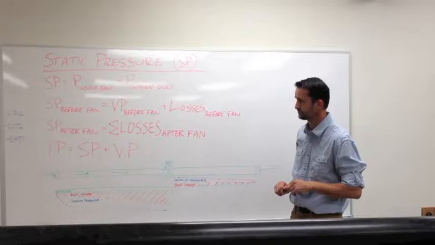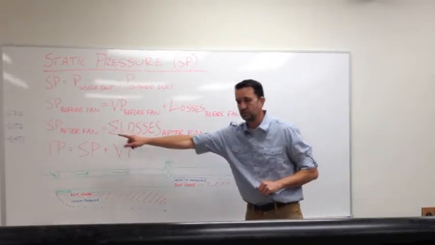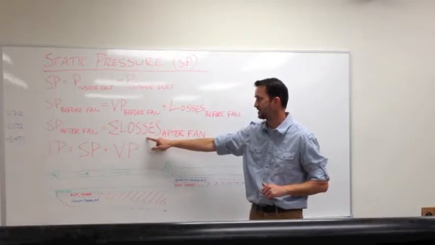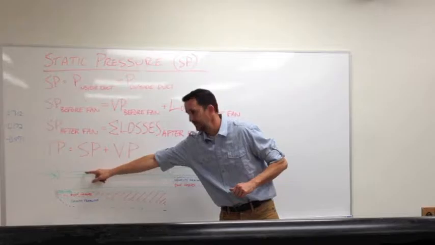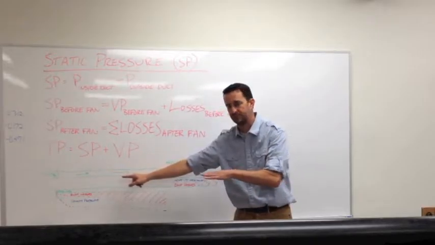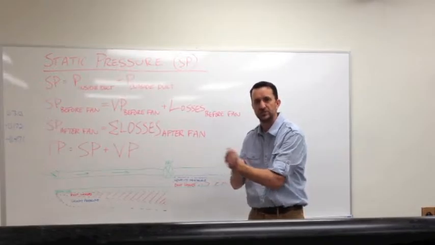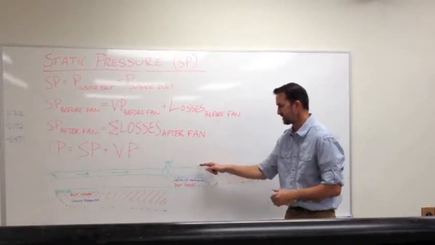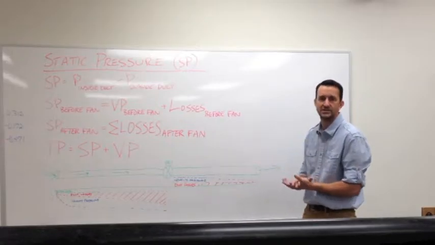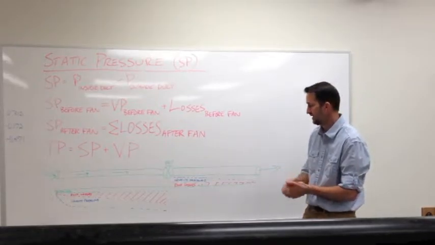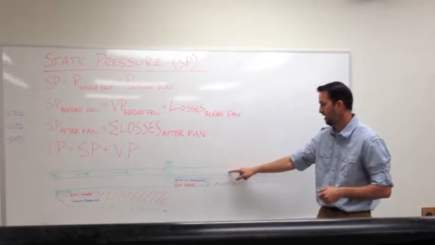Now after the fan, the static pressure is defined as the sum of the losses after the fan, because just like as the fan dragged the air across the surface of the duct coming towards the fan, and that dragging caused some friction, some losses, it also has to push it on the other side against that duct, which causes some friction and losses. Okay. So on the after side of the fan, it's going to be the sum of the losses.